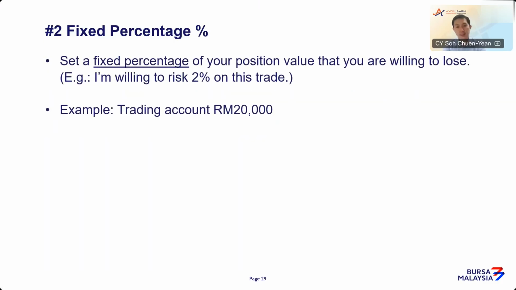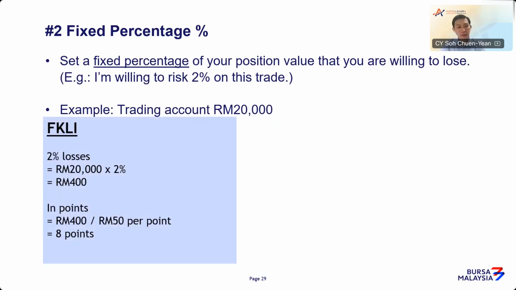Now the second method is the fixed percentage method. You set a fixed percentage of your position value that you are willing to lose. For example, if you're willing to lose 2% on this trade, let us use a quick simple example. If your trading account is 20,000, how are you going to apply this 2% rule? Let's start with FKLI first. If you are using a fixed percentage, we always measure against your trading account. So 20,000 times 2% is $400 of losses.